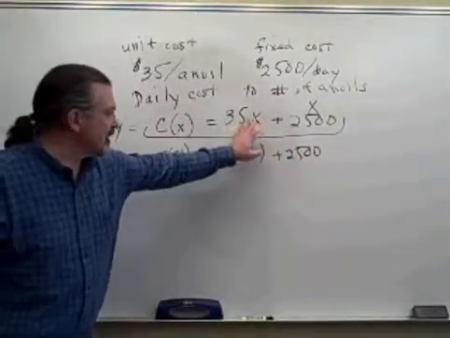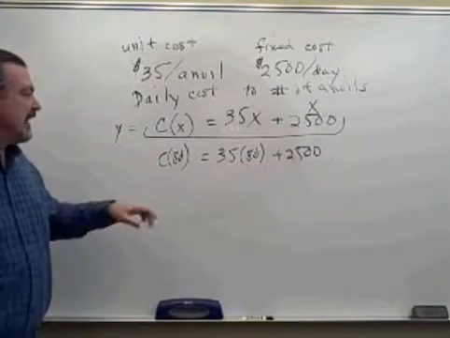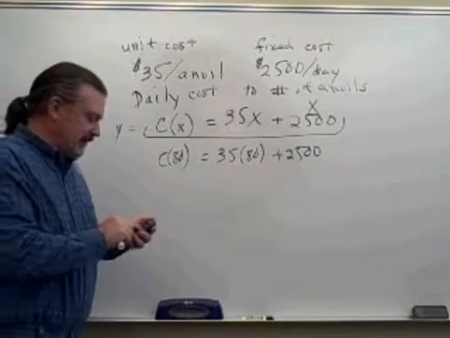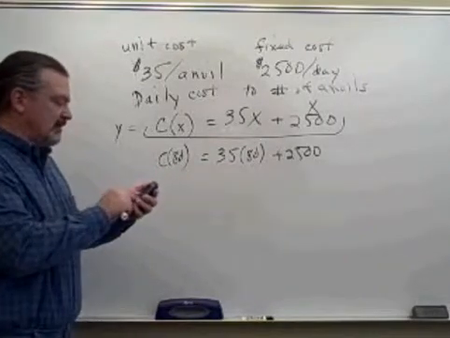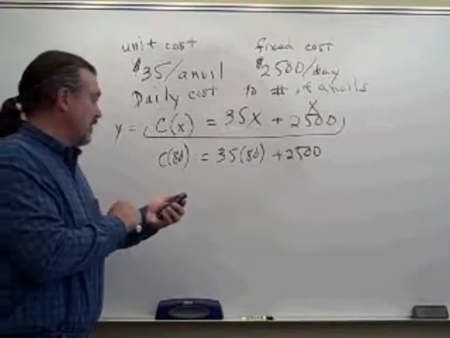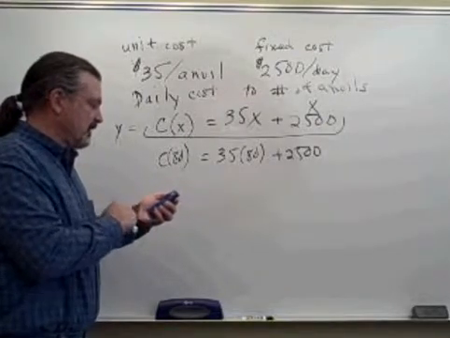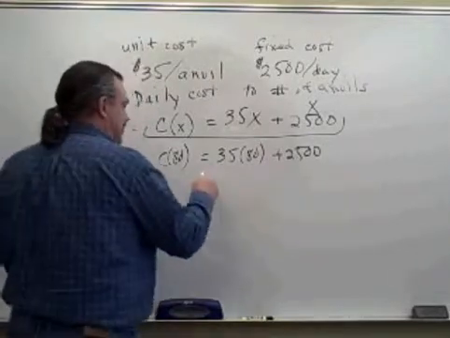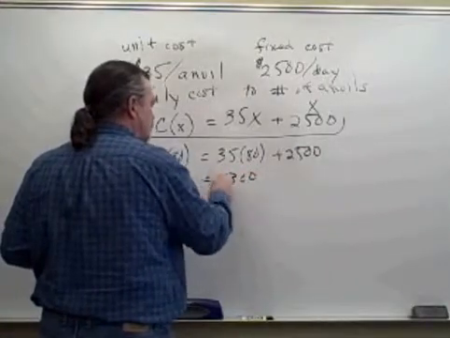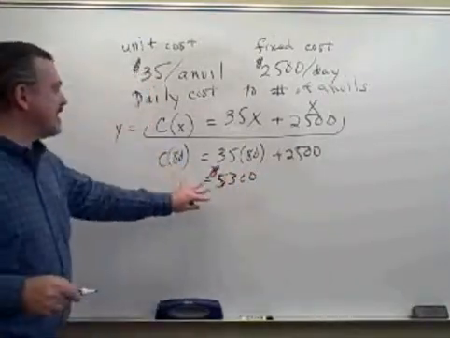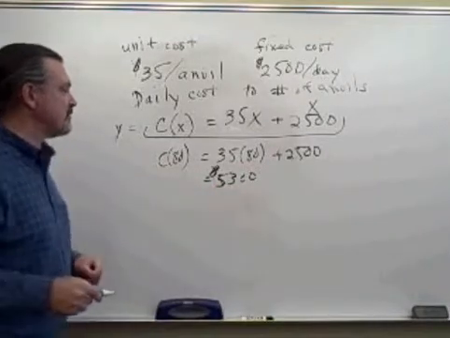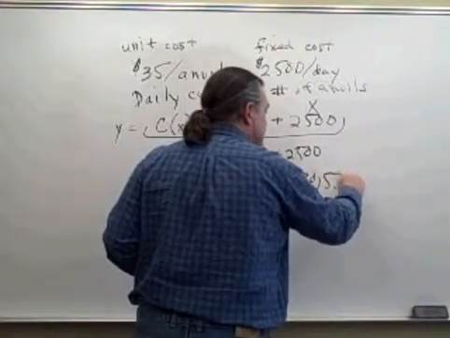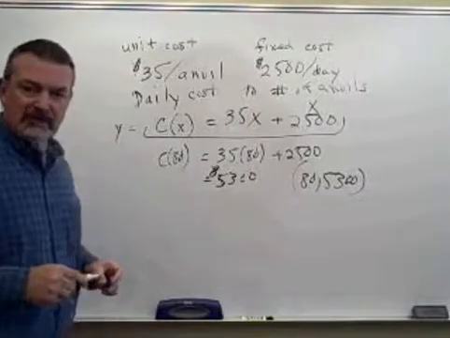And so we simply substitute 80 for X, and now we can perform that arithmetic. And if I take my handy-dandy calculator here, and I take 35 times 80 plus 2,500, I get a cost of $5,300. So to make 80 anvils will cost us $5,300. That's a point. That's the point (80, 5,300), isn't it?